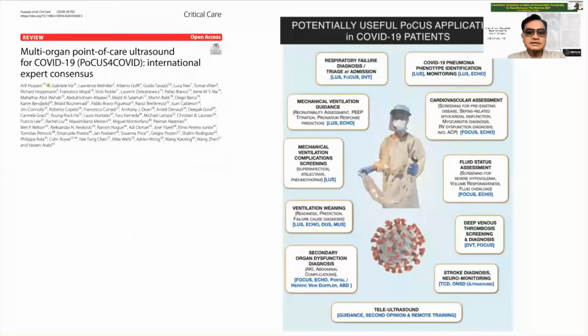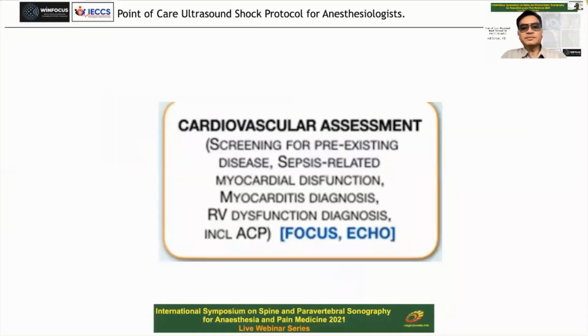We published this a few months back, whereby we discussed potentially useful focused applications in COVID patients. But in truth, these are also potentially useful focused applications in any shock patient. Before we go further in depth into how to use focused ultrasound in a shock patient, the most important initial thing you need to do is assess the cardiovascular system, whereby you need to screen for pre-existing disease and the possibility of etiology, things like myocardial dysfunction, looking at myocardial diagnosis, etc.